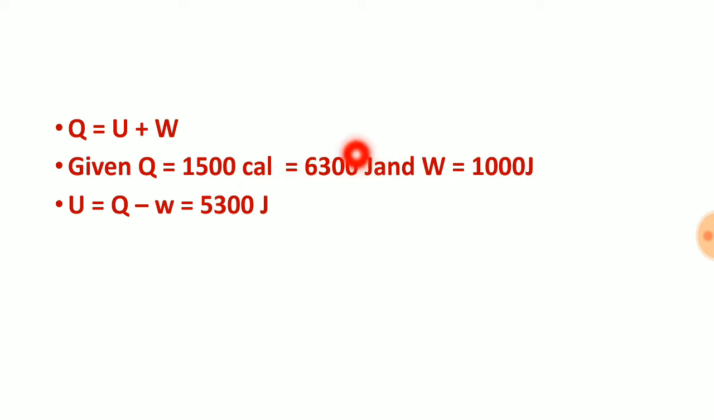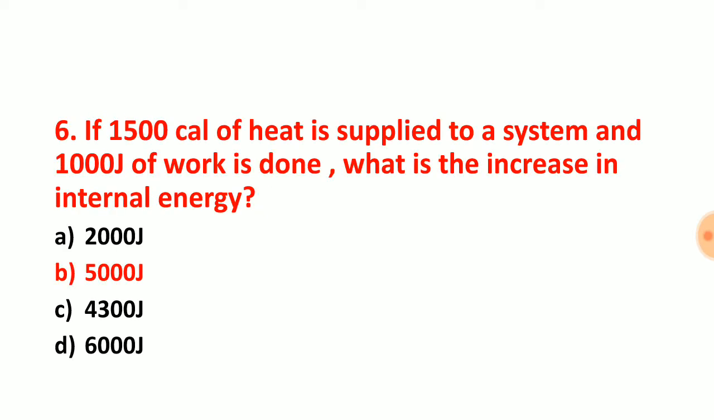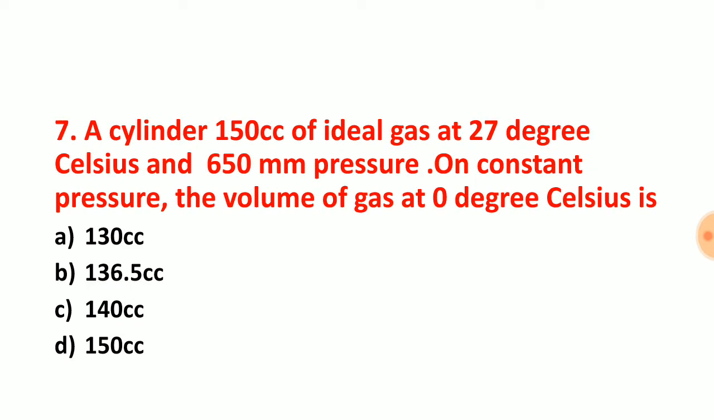So on multiplying this calorie with 4.2, we will get 6300 joule, and by using this formula we can find the internal energy, which will be 5300 joule. So 5300 joule is nearly equal to 5000 joule, that is in option choice B. So option choice B is the right answer for question number 6. Now let us see question number 7.